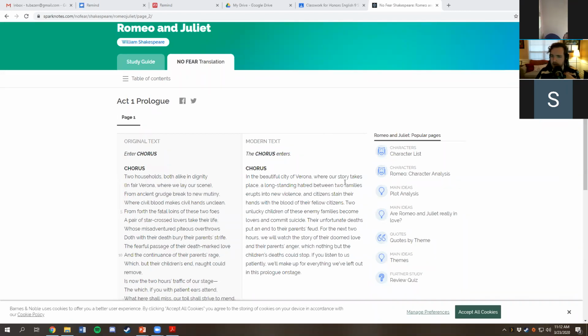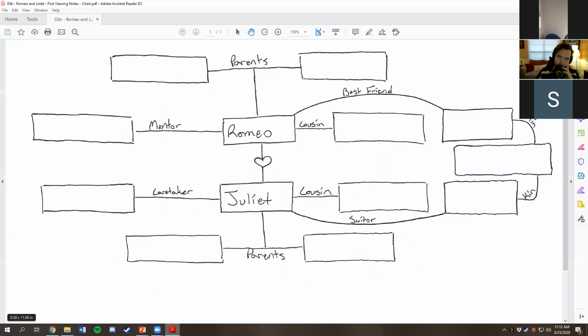So yeah, this is where you're going to be reading. You can see that you even have a character list and stuff on this. This is a very good resource. But first, before we do that, we are going to get into some background for Romeo and Juliet.